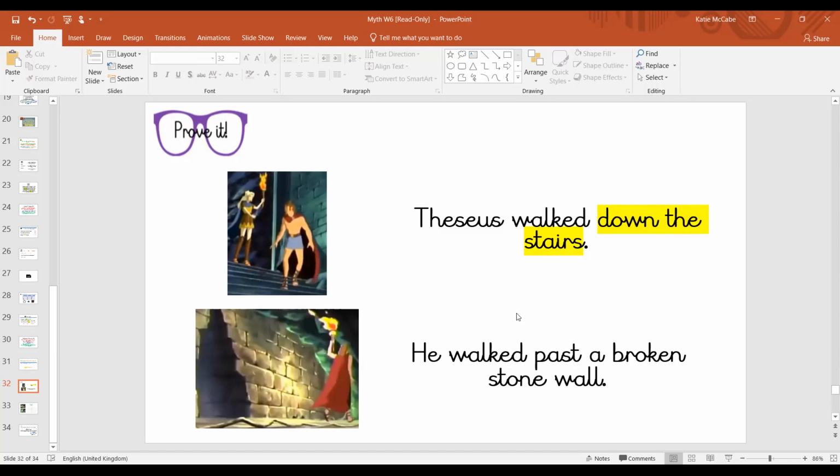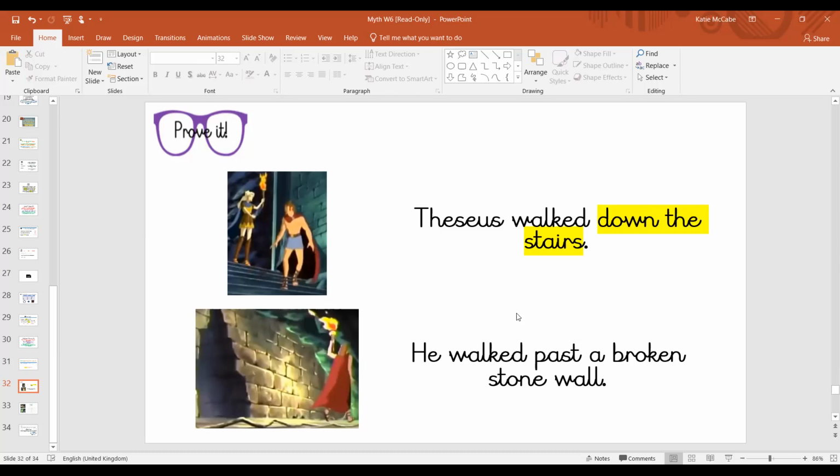Okay, let's see if you are right. First, identify the preposition. Well done. He walked past a broken stone wall. He is my pronoun that's describing Theseus. Walked past a broken stone wall. My other noun is the wall, the broken stone wall. What is my preposition that links these two nouns together?